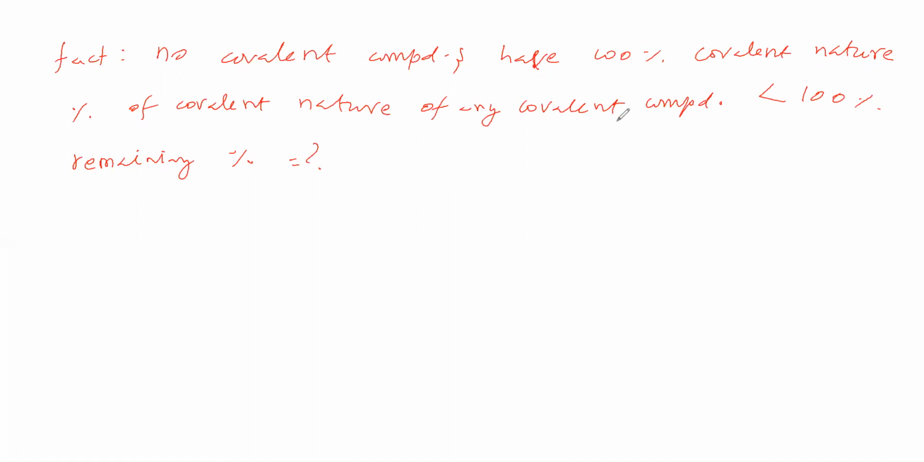So in covalent compounds, no doubt covalent nature is there. But that covalent nature is less than 100%, which means some other nature is also there. That is the meaning, no? Sir, now we will see ionic compounds.